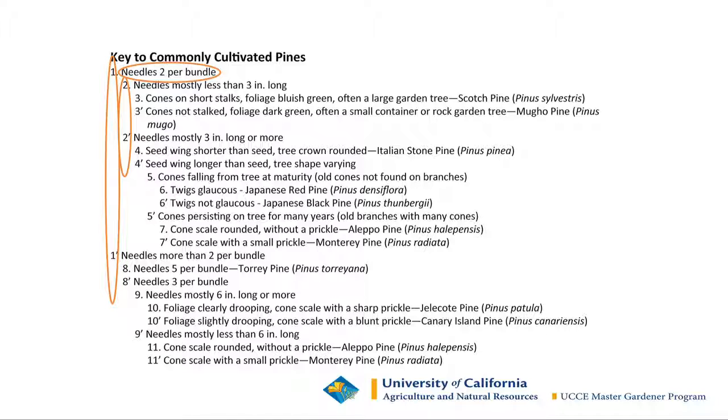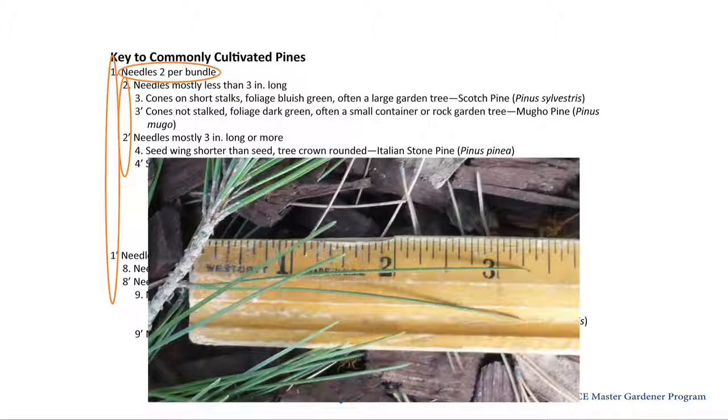Next question will be the 2 and 2 prime. So you go directly under 1 and you find 2. So you read 2 and 2 prime. 2 is needles mostly less than 3 inches long. 2 prime needles mostly 3 inches long or more. And our needle is just a little bit more than 3. So needles mostly 3 inches long or more.